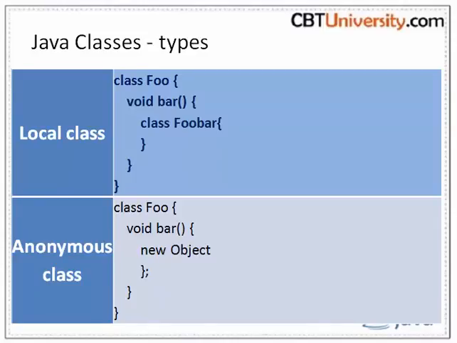Classes in a method, that is local class. Here Foobar is local class. Anonymous class. Anonymous class is creation of a new object in a method.